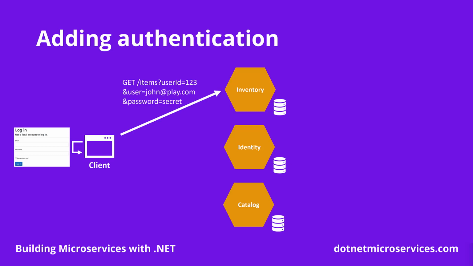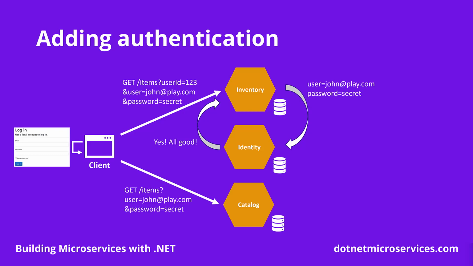Inventory would then ask identity to confirm the credentials are valid, and probably also ask to return additional info about the user, like its user ID, to correlate with inventory database. If all looks correct, inventory would be ready to return the data to the caller. We would also update our other microservices like Catalog to receive the credentials and do the corresponding checks with identity.